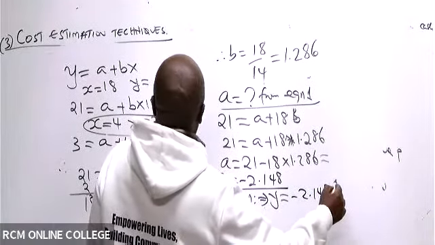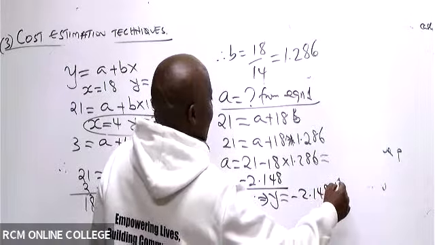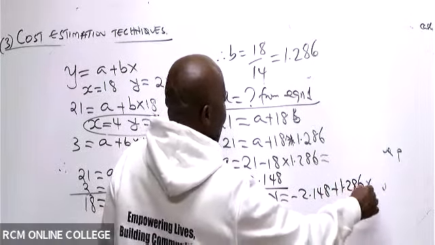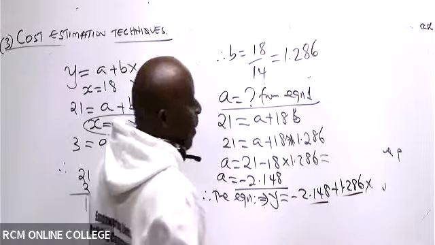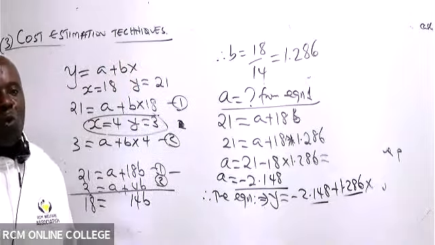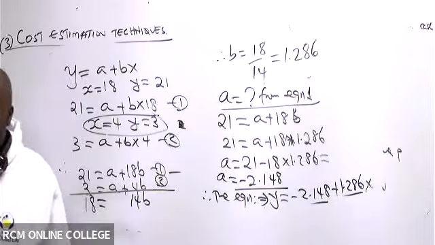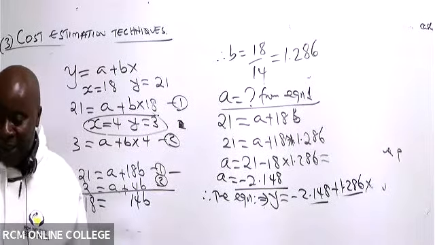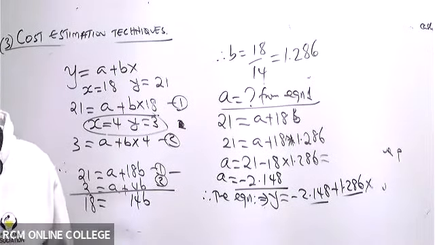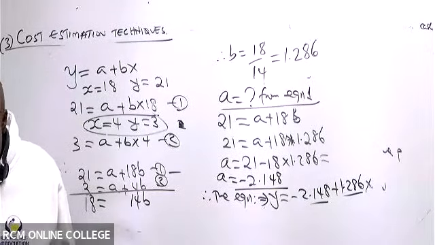B, which is what here? I got the value of b. B, which is 1.286x. So once I get the values of a and b, I replace them to get the equation like that. Any question, my good students? Anybody who has a question?